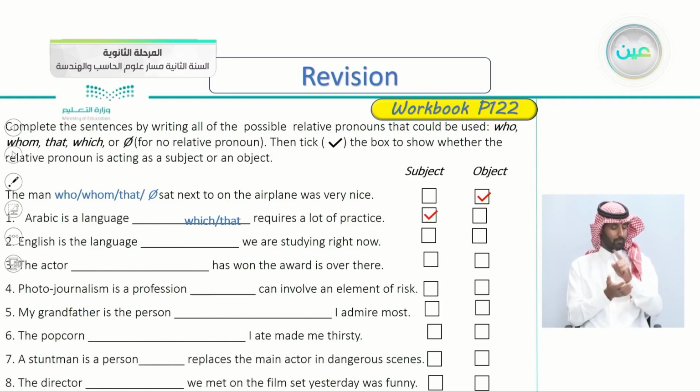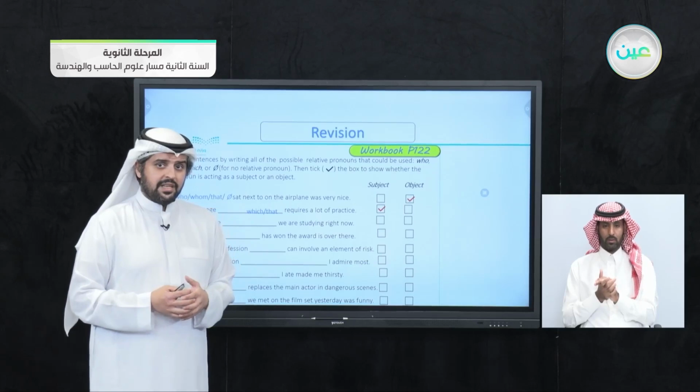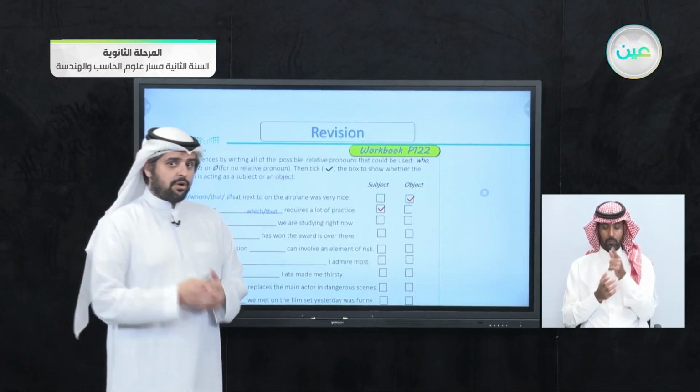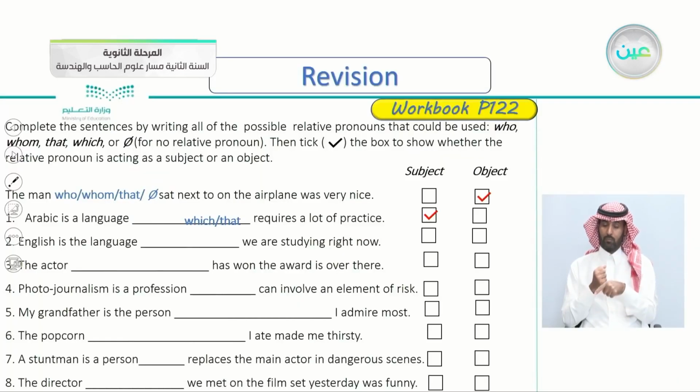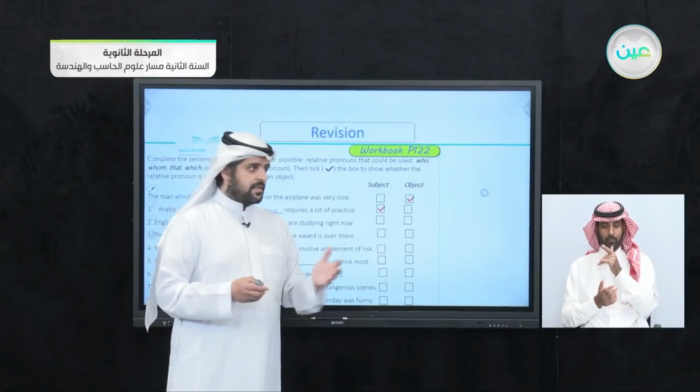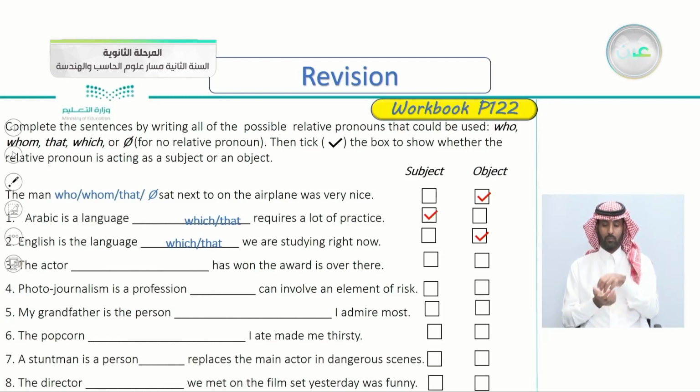And number two, English is the language we are studying right now. You can notice from the sentence, the English language, is it the subject or the object here? So what do we put? Yes, which or that, because we're talking about the English language we are studying right now. So is it a subject or an object here? Yes, that's correct. It's an object.